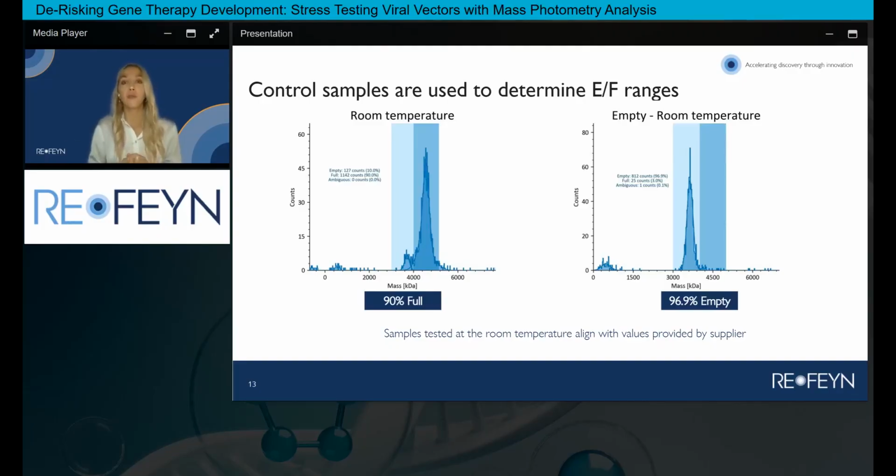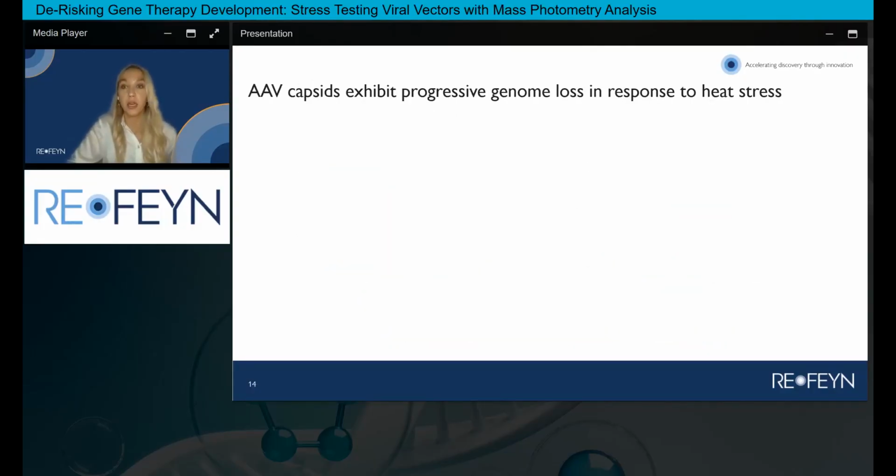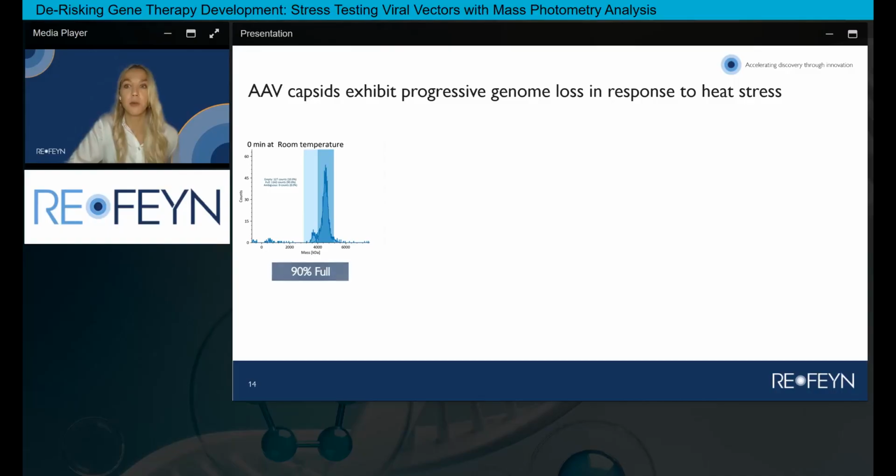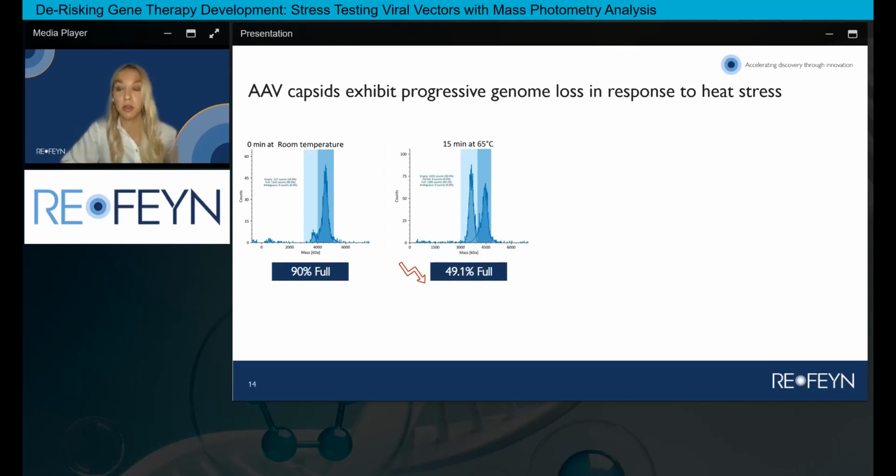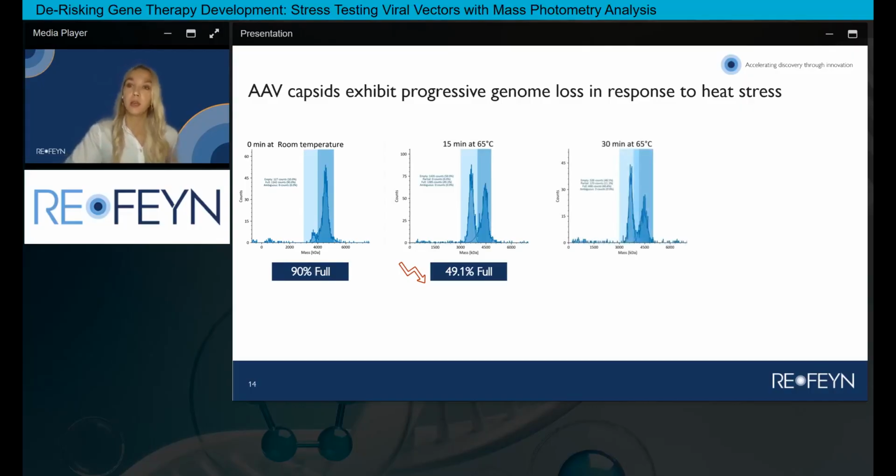So for full, we measured it at room temperature. So what happens when we expose these samples to thermal stress? As you can see, the samples measured at room temperature have 90% full AAV capsids. But when they're exposed to 65 degrees for just 15 minutes, that percentage falls to 49% full, and there is a clear shift in these populations. By increasing the incubation time further to 30 minutes, there is an additional decrease of 9%.